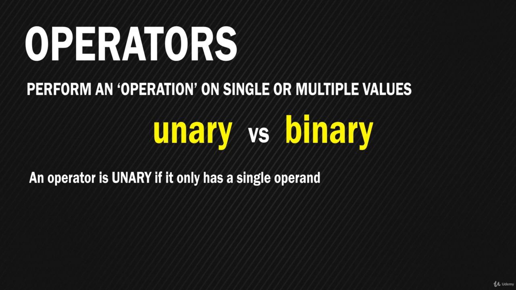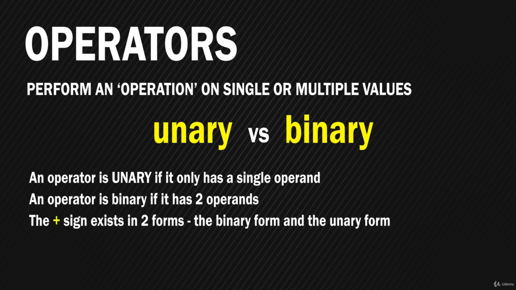And an operator is binary if it's got two operands. We've already seen this. So you could say that the plus sign, and others actually, as a matter of fact, exist in two forms, in the binary form and in the unary form. And let me quickly show you an example of how JavaScript treats these two. But just bear in mind, the one that JavaScript prefers, or the one that JavaScript gives preference to, is the unary operator. Let me show you an example quickly, you'll understand.